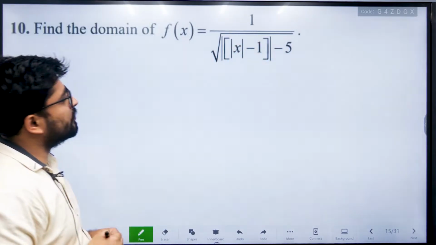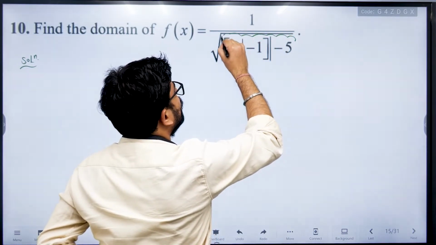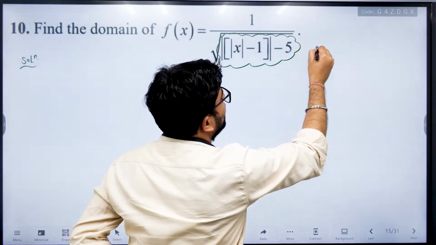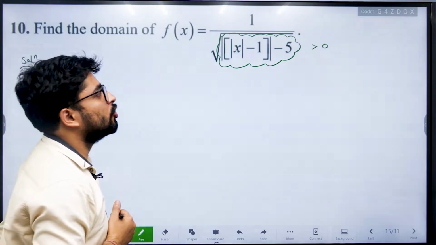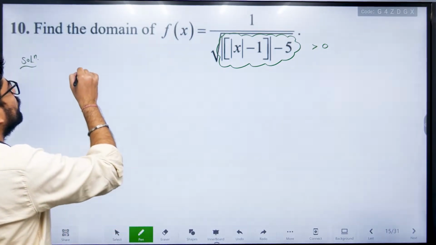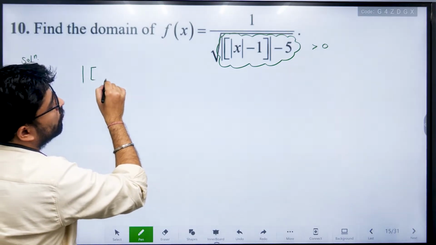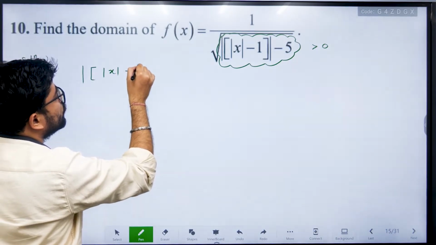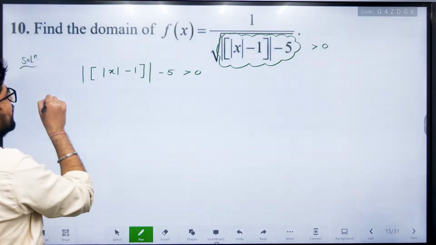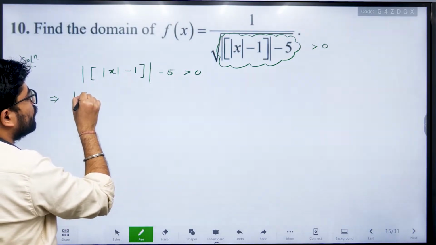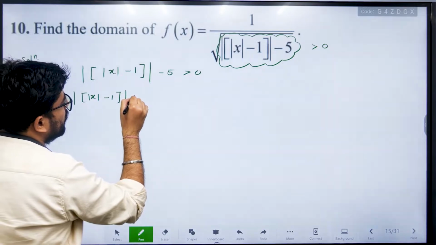So you have to find the domain of this function. For the domain, this quantity must be greater than 0. You cannot take equality because this thing is in the denominator and the denominator cannot be 0. So that's why mod of greatest integer of mod x minus 1, minus 5, is greater than 0. If this thing is greater than 0, you can say mod of greatest integer of mod x minus 1 is greater than 5.